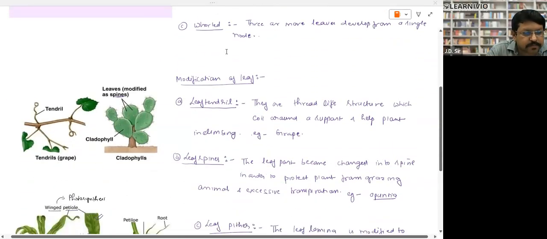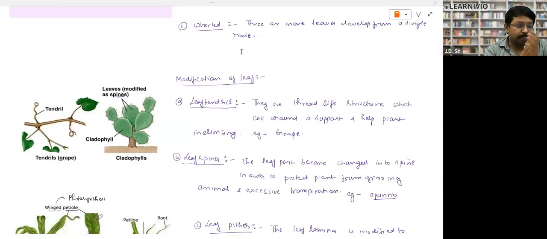Modification of leaf. Modification of leaf is important. The tendril of grape. What will be the question? By the way, I will show you some examples of questions which have been asked. You will get a question like: the tendril of grape are modification of leaf, stem, petiole, auxiliary bud. That kind of question.